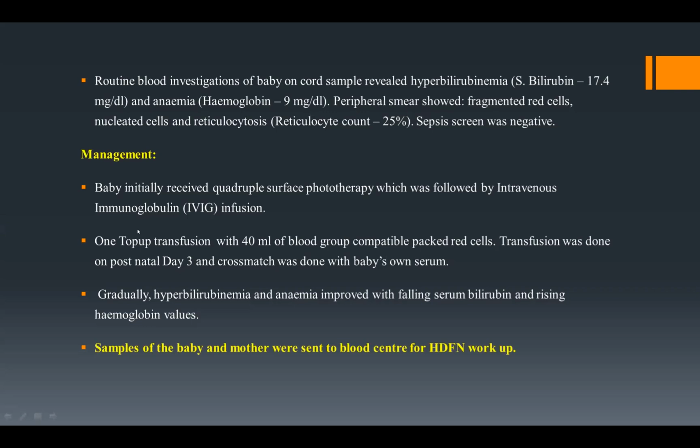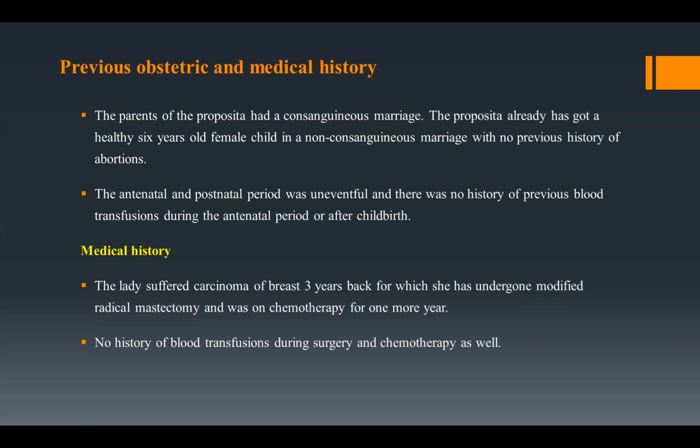As part of the routine HDFN workup, samples were sent to us. Once the samples reached us, we first sought a proper previous obstetric and medical history. There was a striking feature: the parents of the mother of this baby were a consanguineous couple. The propositus, who had this HDFN baby, already has a 6-year-old female child, born of a non-consanguineous marriage, and there was no history of any previous abortions. In the previous pregnancy too, the antenatal and postnatal period was completely uneventful, and there was no history of blood transfusions during the antenatal period or after childbirth.